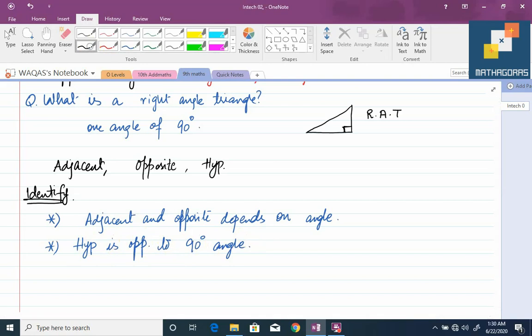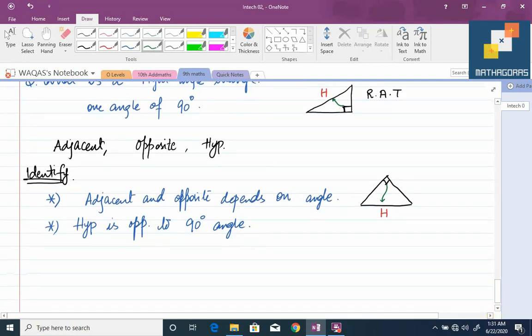Example, if I make a right angle triangle, right, and I say that this angle is the right angle, so this side is the hypotenuse. In the above example, this side is the hypotenuse. So hypotenuse is what? The side opposite to 90 degree in any right angle triangle, that is the hypotenuse. So hypotenuse is fixed, right?